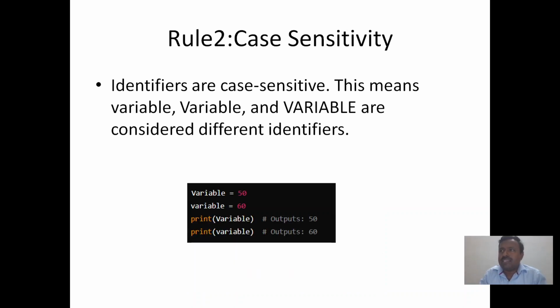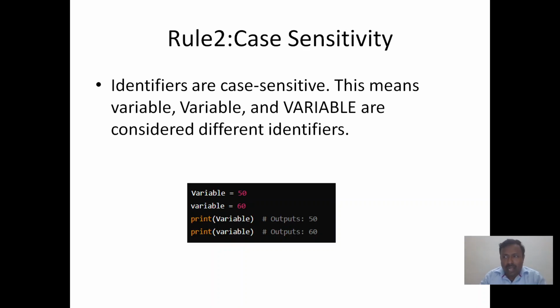Now let us go to rule 2. What rule 2 is saying is that Python is a case sensitive programming language. So whatever identifier you are formulating, identifiers are case sensitive. That means there is an identifier variable, another identifier Variable, and a third identifier VARIABLE. What is the difference? In the first one, all are small letters. In the second one, the first letter is capital. In the third one, all are capitals. Remember, these three are completely different identifiers. That is what case sensitive means.